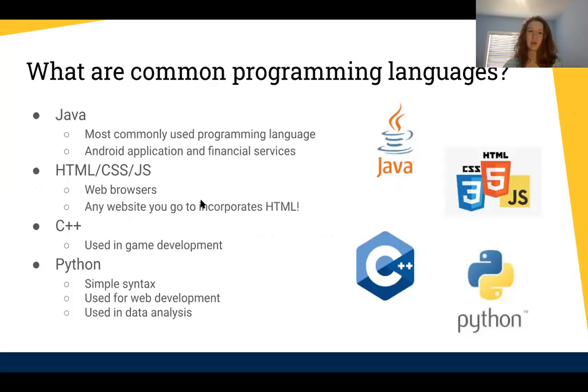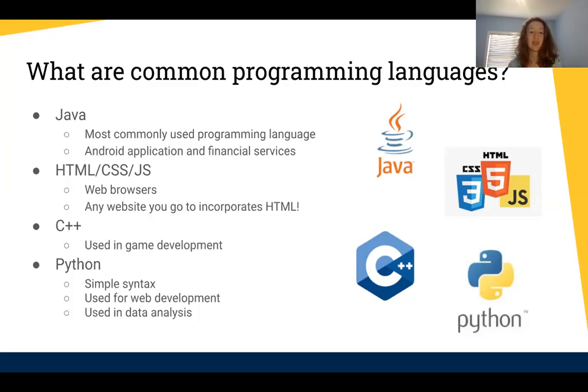What are some of these common programming languages then, you might ask? So Java is actually the most commonly used programming language, and it's used in many Android applications, so any app on a smartphone that is produced by Android, and it's also used in financial services. So financial companies will use Java in order to sort the data they have in their database in order to predict how well the company might do in a future year.